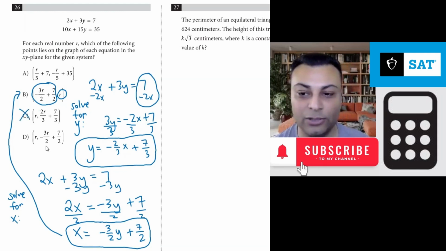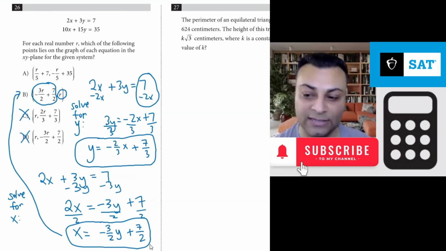And this is 3/2, negative 3/2. They had this backwards. If they switch to 2 and 3 and you have 2 on top, 3 on the bottom, then D would be correct. So that's why D doesn't work. So the answer is B, because it fits exactly what we have written over here.